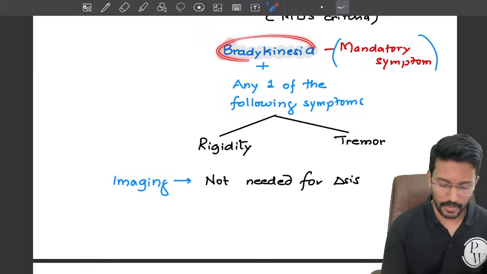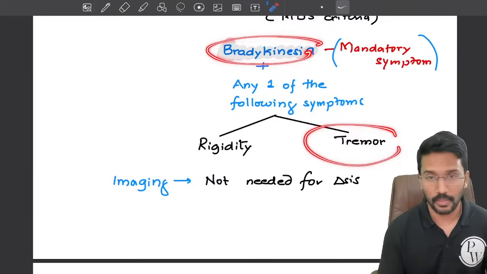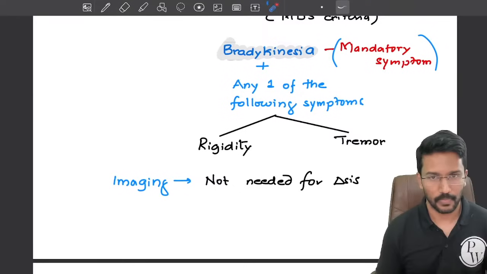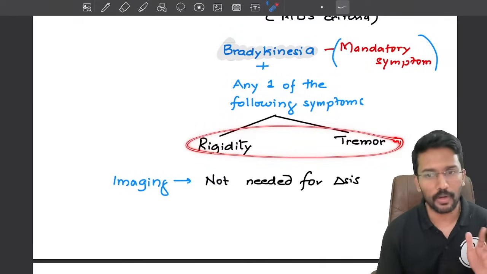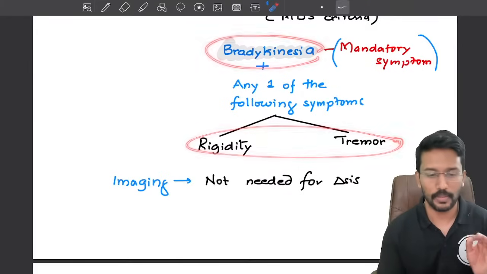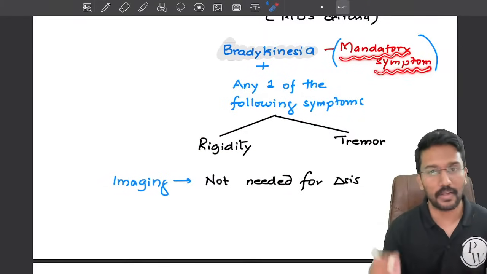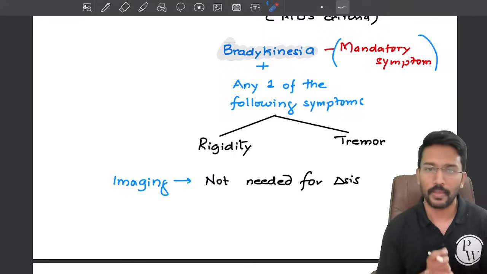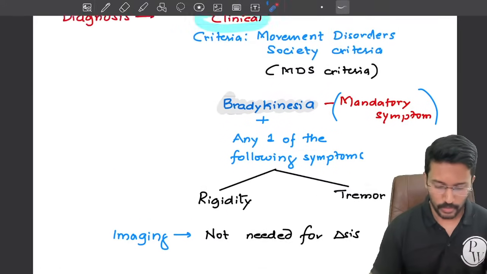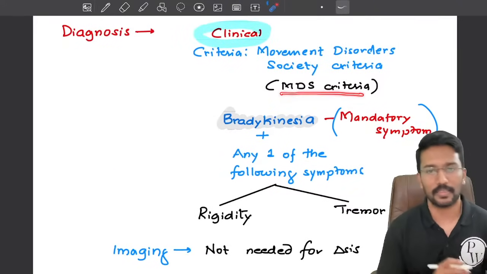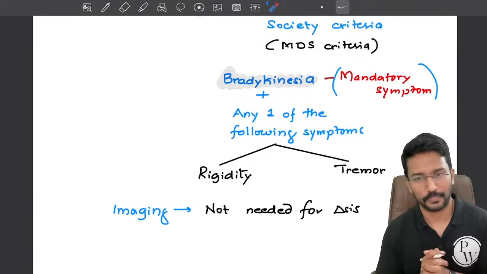Like if you have bradykinesia plus rigidity, you can call it Parkinson disease, or if you have bradykinesia plus tremor, you can call it Parkinson disease. But bradykinesia is a must. If you have rigidity and tremor, you cannot call it Parkinson disease unless you have bradykinesia. So they can also ask you which of them is considered a mandatory symptom. Mandatory symptom is bradykinesia. So based on MDS criteria, once you have diagnosed the case as Parkinson disease, the next question will be, how will you manage, right?